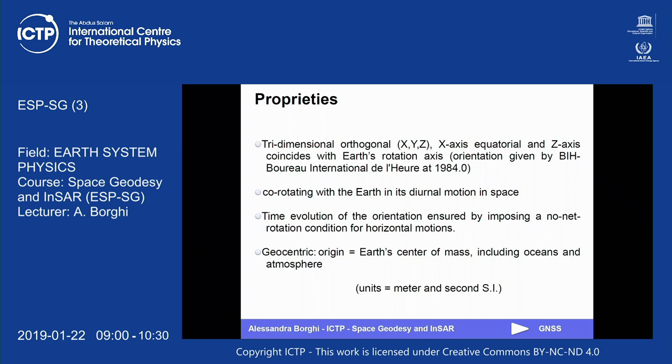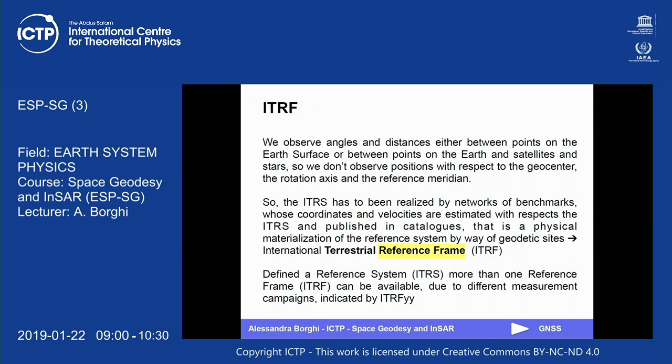And we have its origin in the geocenter, and we consider all the masses of the Earth, including ocean and atmosphere. We have to be careful about this definition: the center of mass, or barycenter, and the center of figure of the Earth are two different concepts. Here we have the center of mass, including all these masses, because it is related to the movement of the Earth, to its gravity field. Okay, the measures are given in meters and seconds according to the international system.